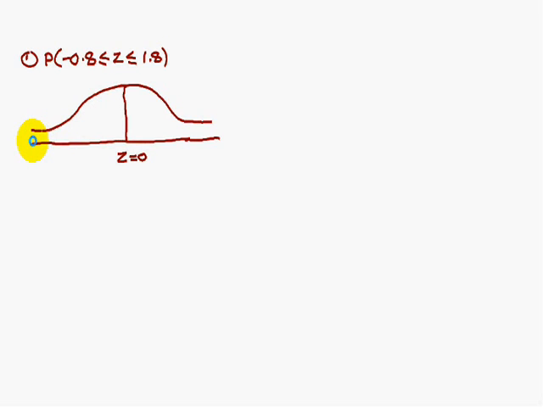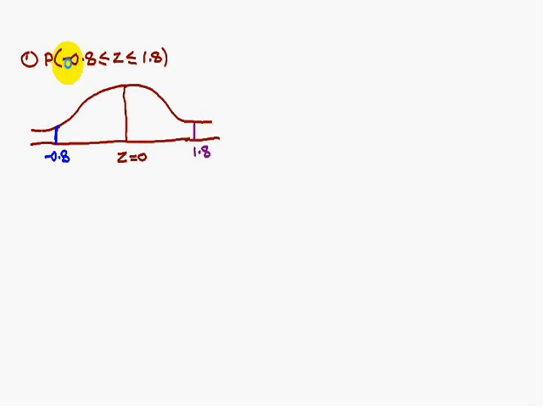For that we have to draw a diagram like this, a bell shaped curve. Under the bell shaped curve, the total area is 1 unit. The middle line is z is equal to 0. To the left of this line you come across the 0.5 area, and to the right of this line you come across the 0.5 area. Now we have to place the values. On the left side you place minus 0.8, and the positive value 1.8 you place on the right hand side.